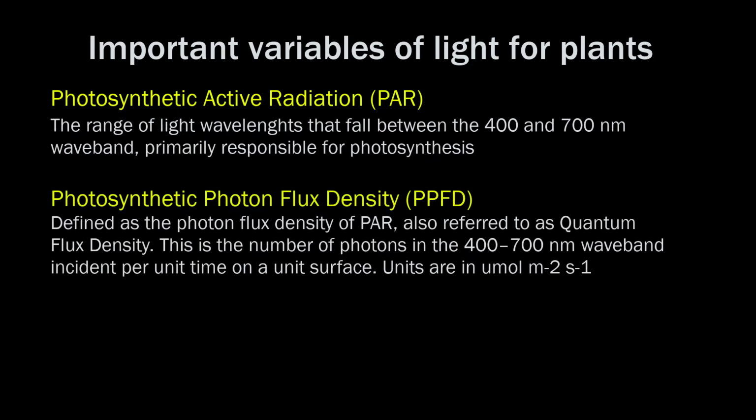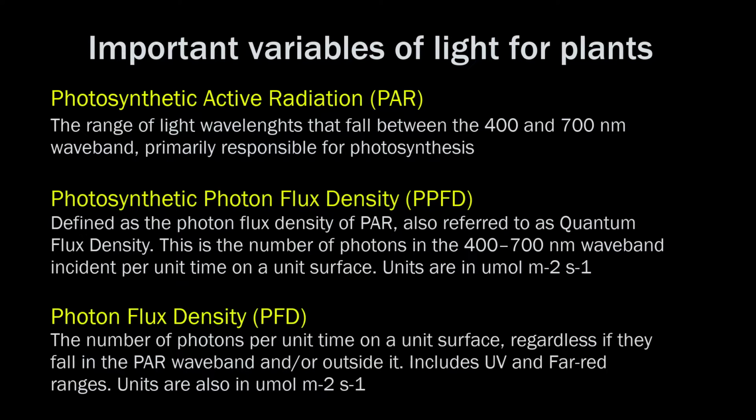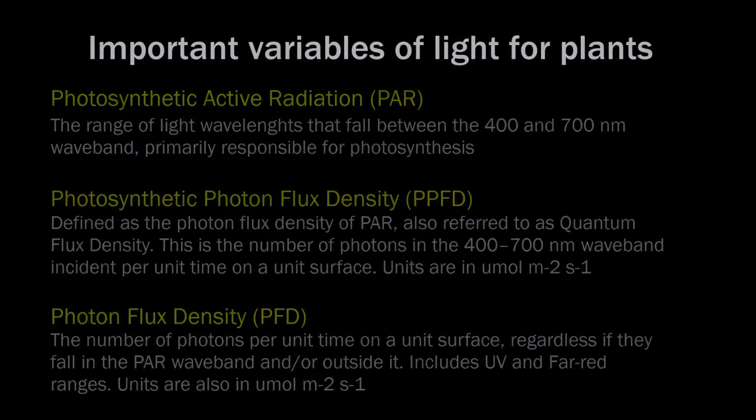Then we have photosynthetic photon flux density, or PPFD. Now this is the actual value or the number of photons, or what can be considered the intensity of the energy that's falling in that PAR waveband per unit time per unit surface area. Then we have the photon flux density, or PFD. This is similar to the above variable, but not only does it include the PAR waveband, it also includes the energy outside it, for example, in the UV and far red ranges.